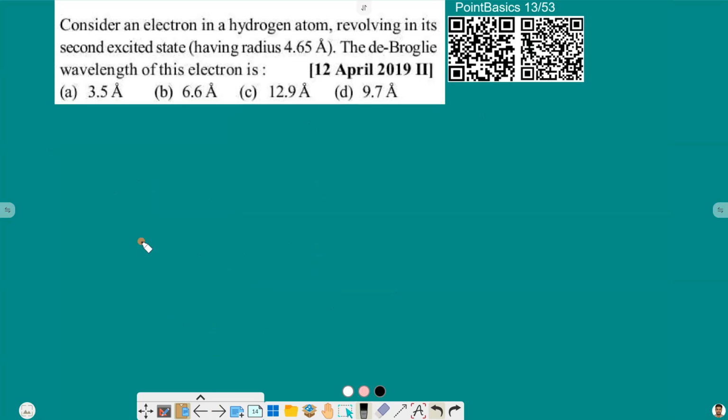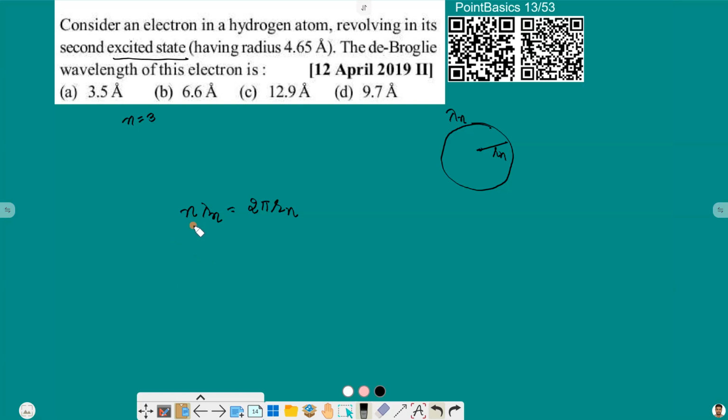Moving ahead, consider an electron in a hydrogen atom revolving in the second excited state, means n equal to 3, having a radius. Find the de Broglie wavelength of this electron. Now we know that for the nth orbit, the de Broglie wavelength will be lambda n. So here we have a relation that n times lambda n will be equal to the circumference, 2 pi times Rn. This is the relation we have between the de Broglie wavelength and the circumference.